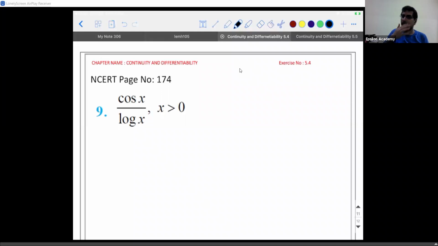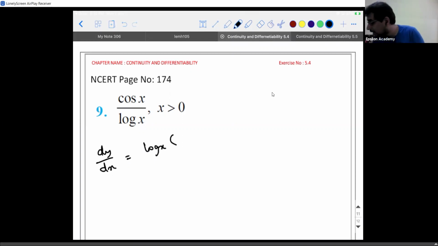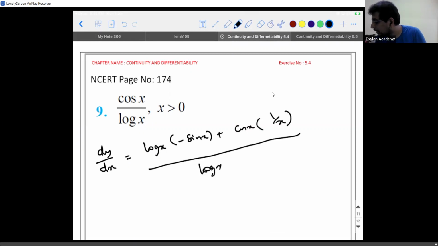Cos x divided by log x. U by v, quotient rule. So dy by dx is equal to, I hope this session is getting recorded. Yeah. So dy by dx is equal to log x into derivative of cos x, which is minus sin x, plus cos x into derivative of log x, which is 1 by x, the whole divided by log x the whole square.